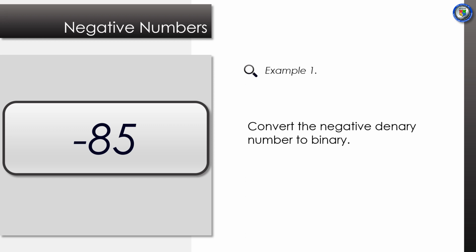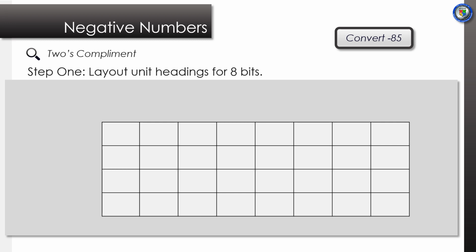In our first example, we will convert the negative number negative 85 to binary. Our first step will be to lay out the unit headings for 8 bits, as we did in National 5 for binary conversion. As we can see, those are 128, 64, 32, 16, 8, 4, 2 and 1, with 128 being the most significant bit and 1 being the least significant bit.